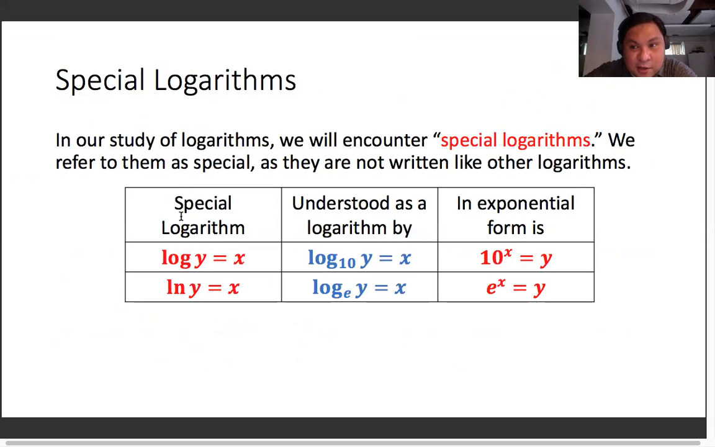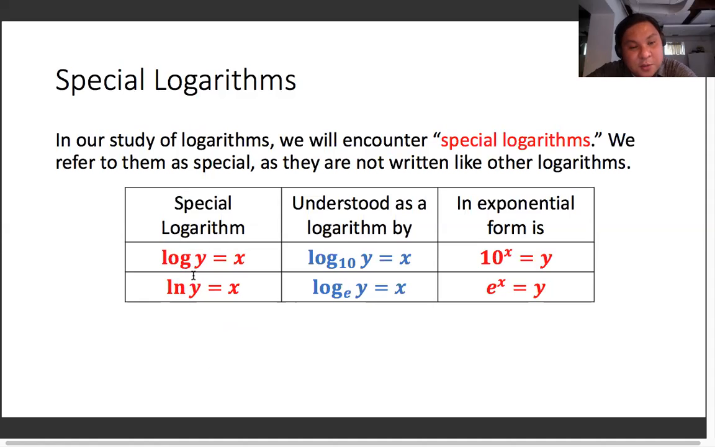So the two special logarithms are log y is equal to x, and ln, or referred to as the natural logarithm, ln of y is equal to x. Okay, so take note, for the first one, we don't have the base, right? Which is actually an important component of logarithmic expressions. This one is even spelled differently. It's not even spelled as logarithm.